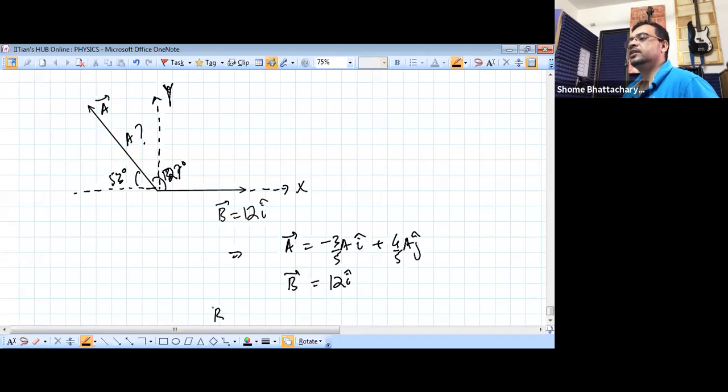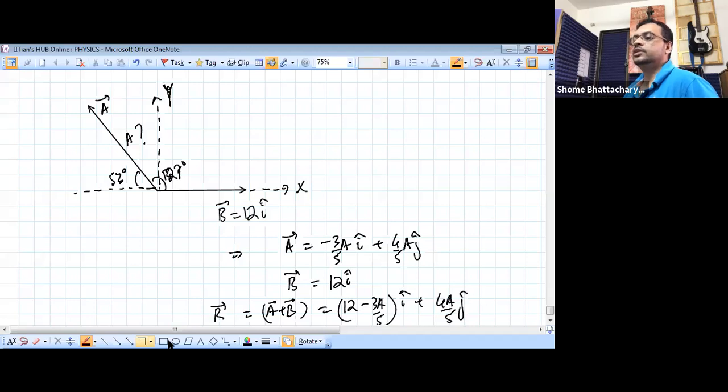So the resultant of A and B, that is A plus B, what is it becoming? It's becoming this plus this. So that is 12 minus 3A by 5 I cap plus 4A by 5 J cap. Now the question is giving us the information that we have to find the magnitude of A such that the resultant, that is R vector, is along the y-axis.